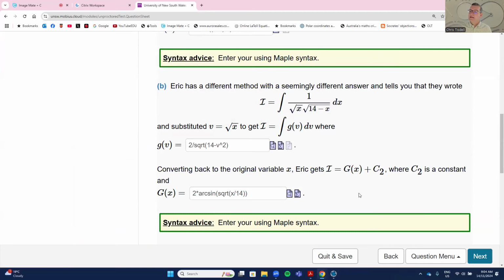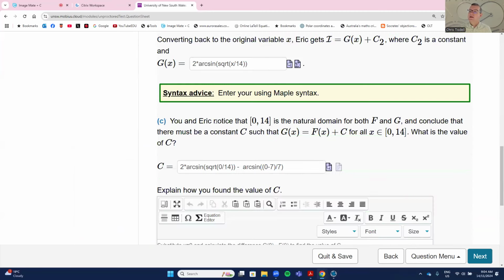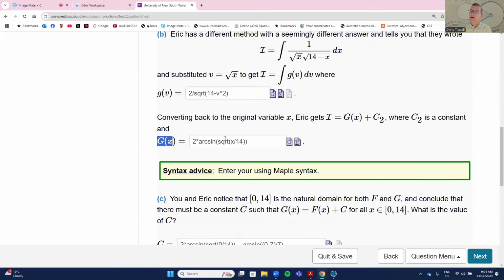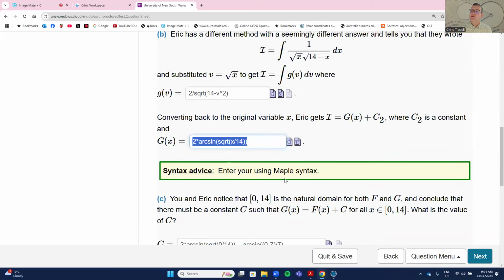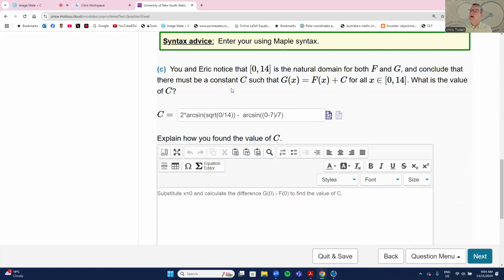All right, lastly, you and Eric notice that on this interval, where both f and g are defined, there's g and there's f, right? They look different. That's one expression for the integral, and that's another expression for the integral. There must be a constant c such that this is true for all x. What is the value of c?